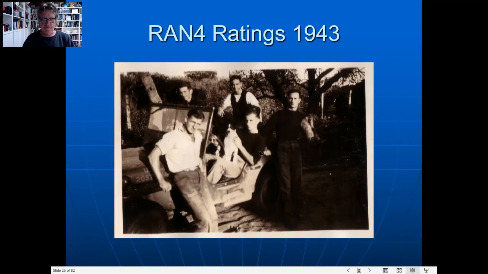Now, I said the ratings just took photos, not of the equipment, but of each other. There they are. Those ratings would have been in their early 20s, probably 22 to 30.